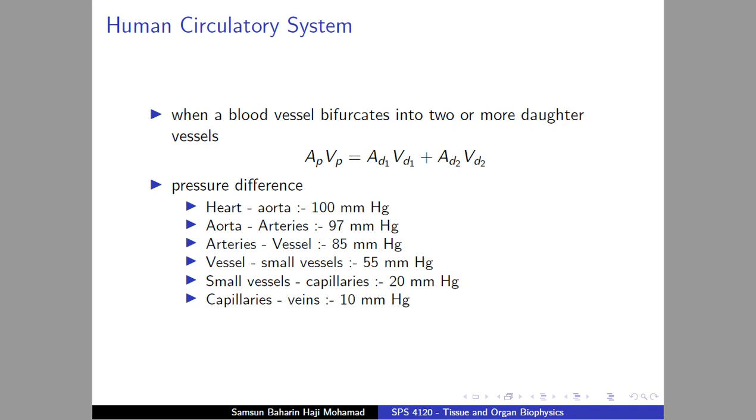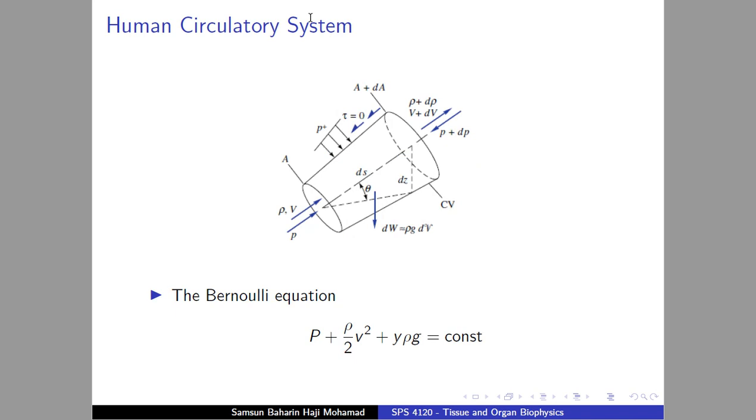Okay, so the heart to the aorta, and so we have this. You can see that from 100 it becomes 97, 85, 55, 20, and then 50. Okay, so for this, we can see from the Bernoulli equation the pressure for each part. So you can see that this enters from the high pressure, and the output is this here.